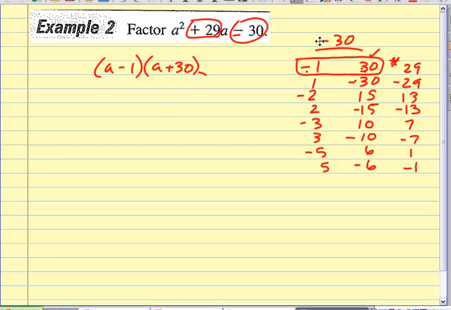Now I'm looking for the pair that gives me positive 29. When I add these together, the one that gives me positive 29 is negative 1 and 30. That's the one I picked. 1 and negative 30 would make the middle negative 29. When I add 1 to negative 30, I get negative 29, and that's not what I need. All right, let's look at the next example.